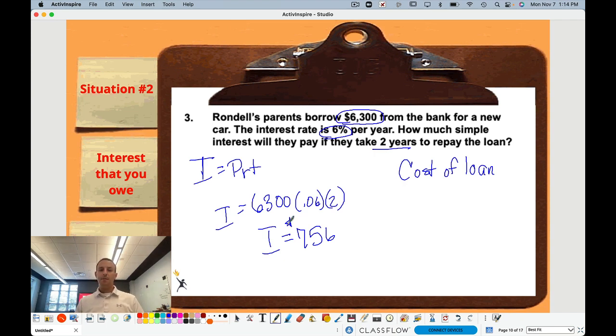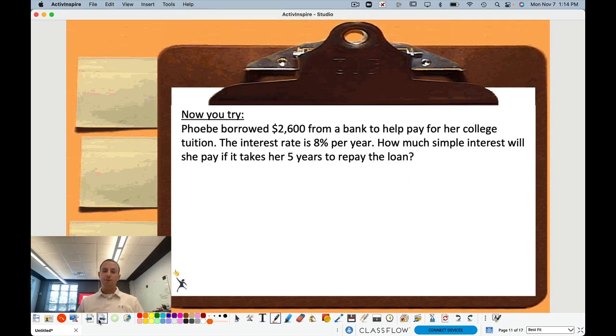And that's not a bad amount of money. They're going to pay just over $7,000 for the car. That's not a bad interest rate. All right, it's your turn to find out if you can figure out how Phoebe works. Go ahead and pause the video and see what you come up with.